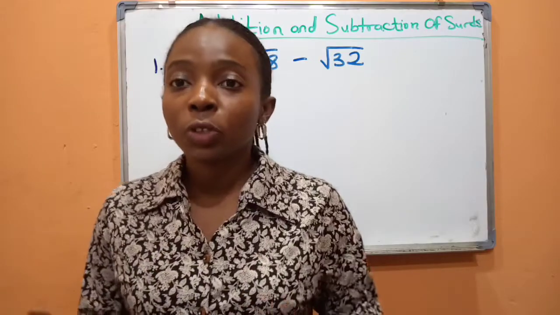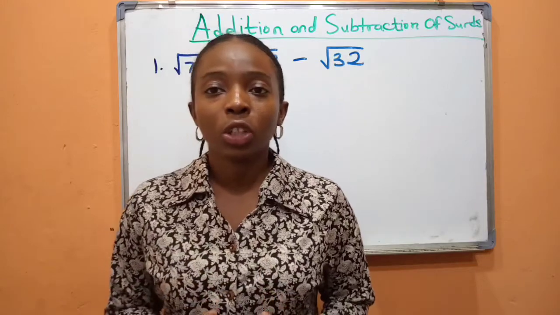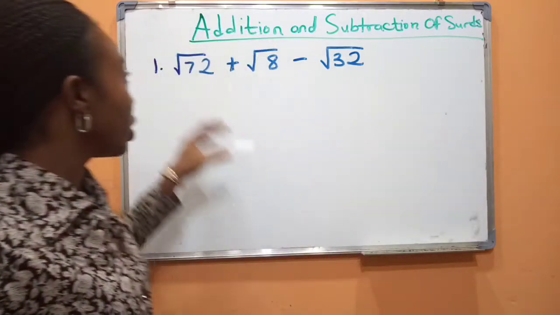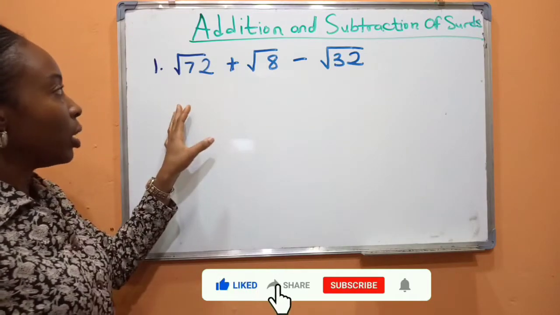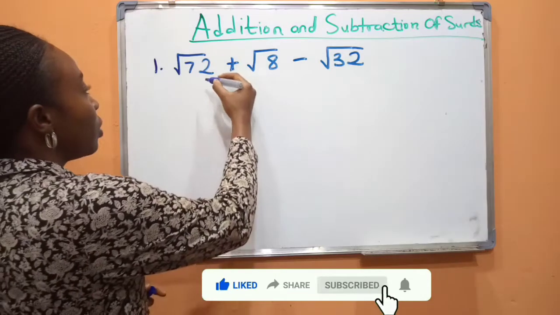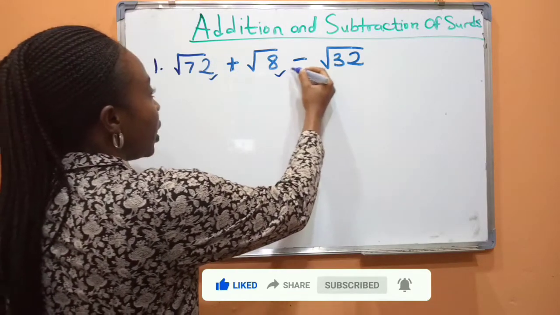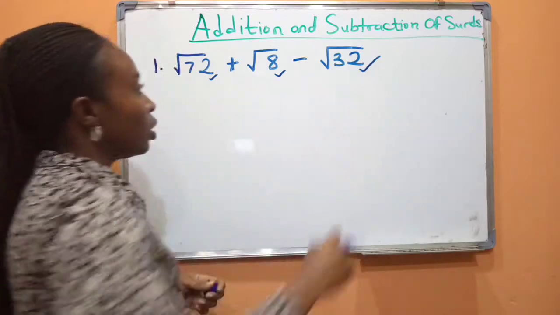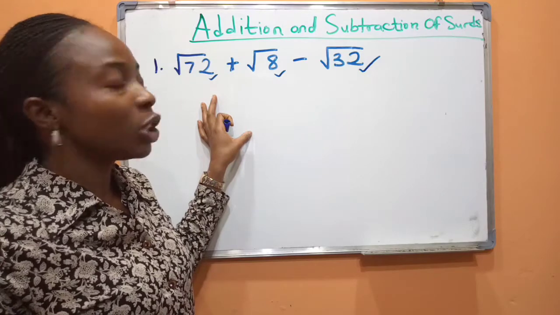Welcome to class. In this video, we are going to be looking at how to go about addition and subtraction of surds. So when we are given something like this, how do we go about adding and subtracting them? If you take a look at this question, you're going to notice that we have different surds. This is root 72, this is root 8, and this is root 32. So it's the same as having different unlike terms. There's no way you can add them.